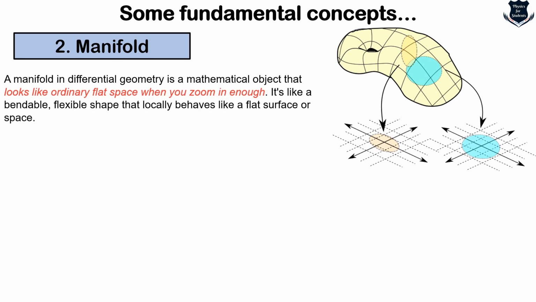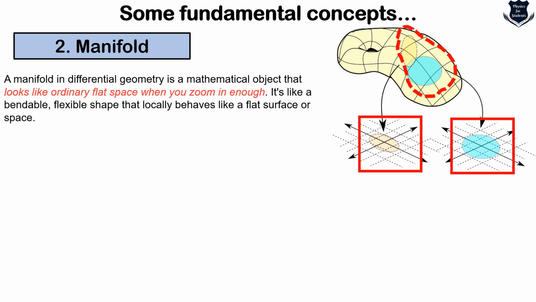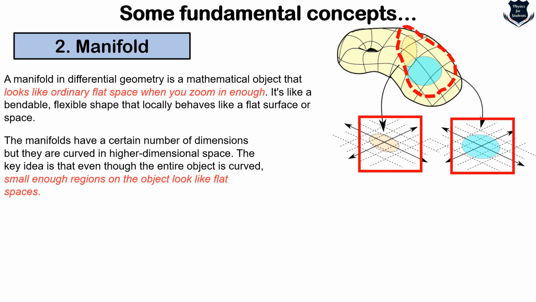So what is a manifold? Very simple. Any surface that looks like an ordinary flat space when you zoom in enough. So here you can see, although it looks like a curved surface, when you zoom in, it becomes absolutely flat. There are different ways in which you can perceive a manifold.